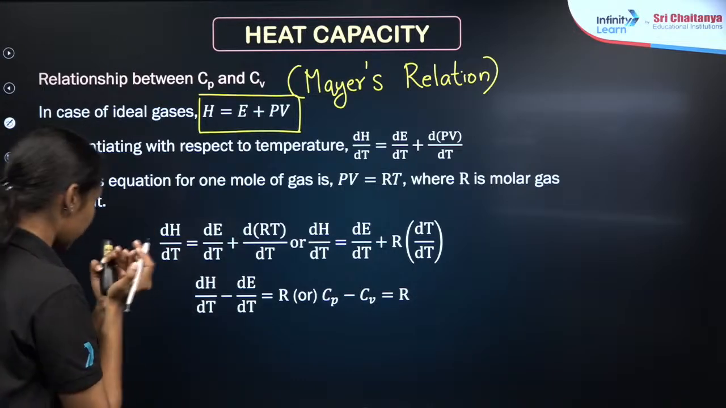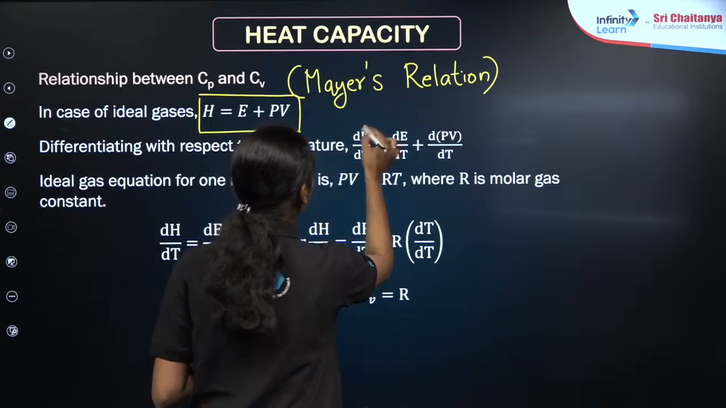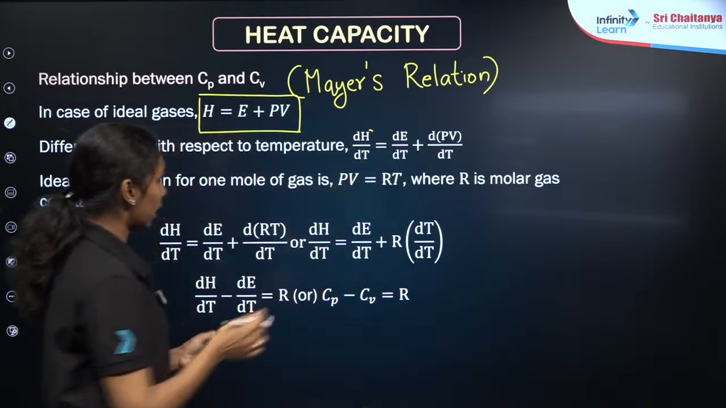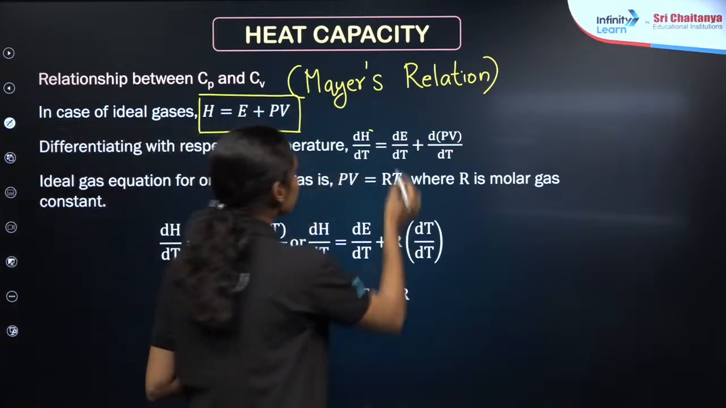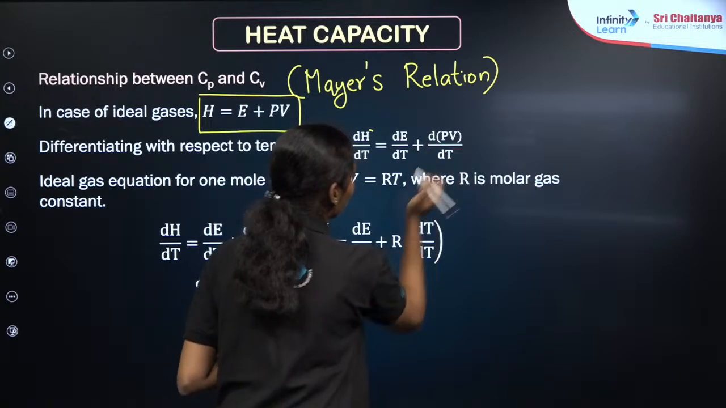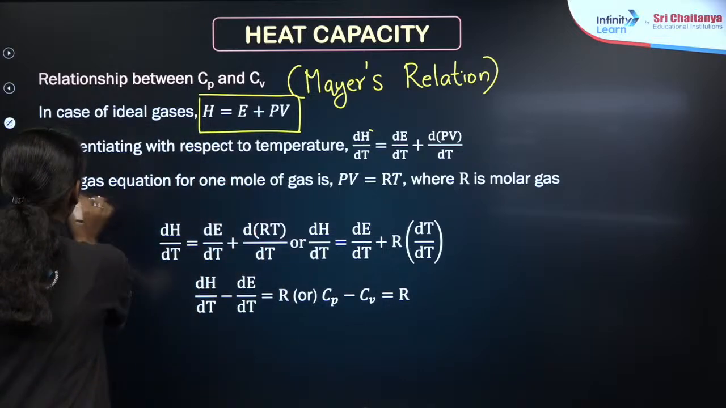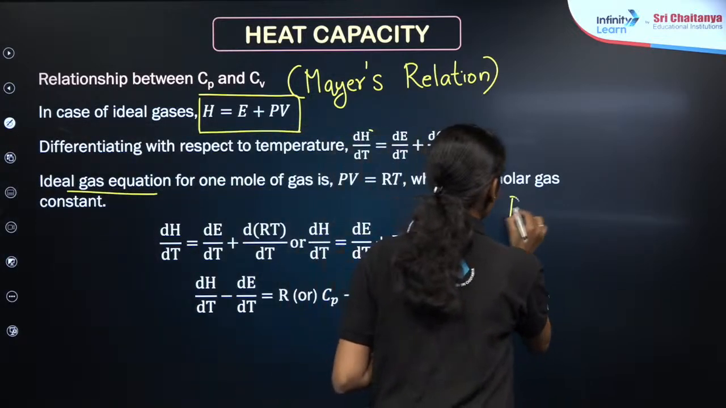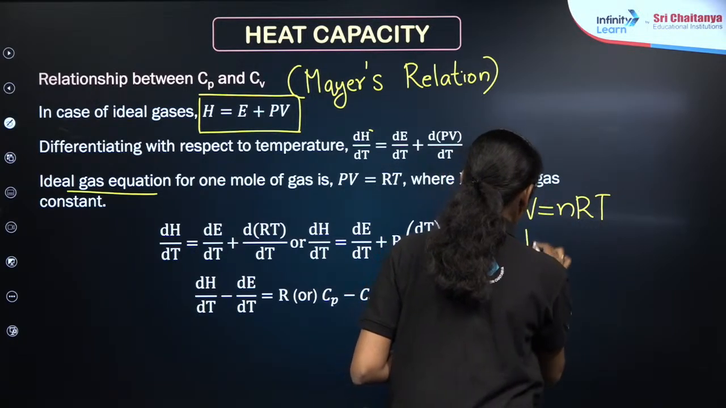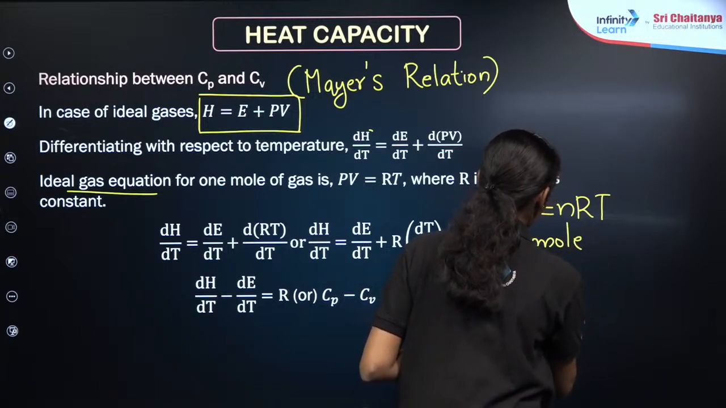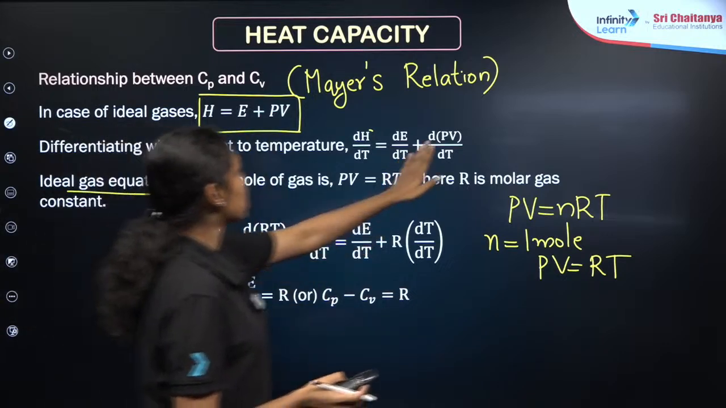Differentiating this with respect to temperature, enthalpy gives dH by dT. Similarly, we differentiate the other terms with respect to temperature: dE by dT plus d by dT of PV. Now we apply the ideal gas equation, PV is equal to nRT. If we consider the number of moles as 1, PV is equal to RT. So this PV is changed to RT.